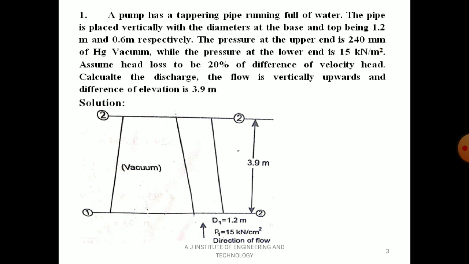The flow is vertically upwards. The flowing fluid, that is water, is flowing from the lower section to the upper section, and the difference of elevation is 3.9 meter. So that is Z2 minus Z1 equal to 3.9. But assume Z1, section 1-1, is passing through the datum, so Z1 equal to 0. So Z2 minus 0 equal to 3.9. So Z2 becomes 3.9 meter.